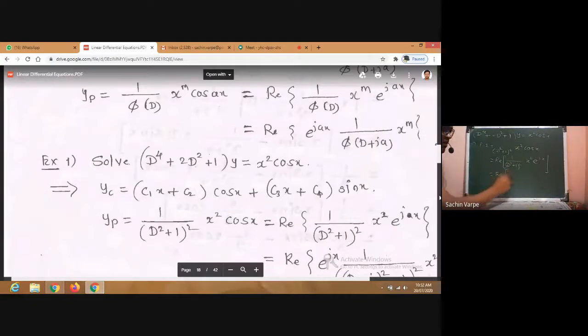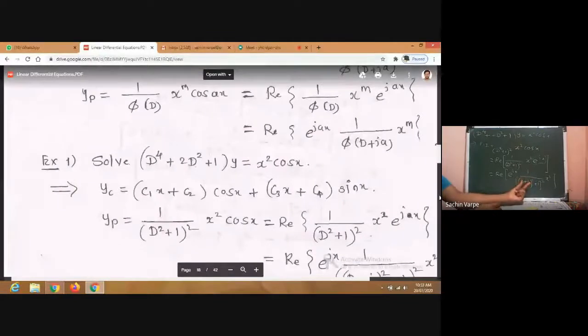So that is the real part of 1 upon, okay. So this is of the case e raised to ax into v. So I am writing directly using that case. What that case is: I am writing this exponential function outside the operator, that is e raised to ix, and then I am replacing this D by D plus a, where a is i. So (D plus i) the whole square plus 1, the whole square, into x square. Please check. Replacing D by D plus a, where a is i. So (D plus i) the whole square plus 1.